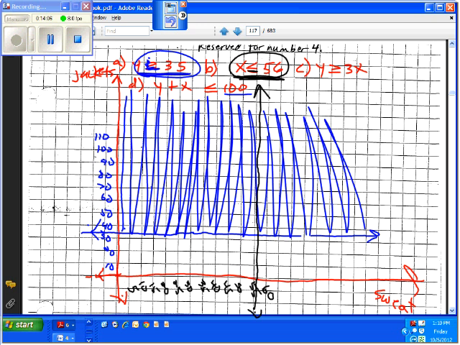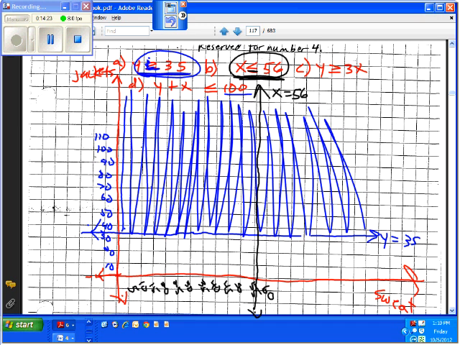I'm going to label these. The line itself is X equal 56. Everybody agree with that? The line itself here is Y equal 35. We're going to need that because later on we're going to use those intersections of those lines. So we need to know what the line was.